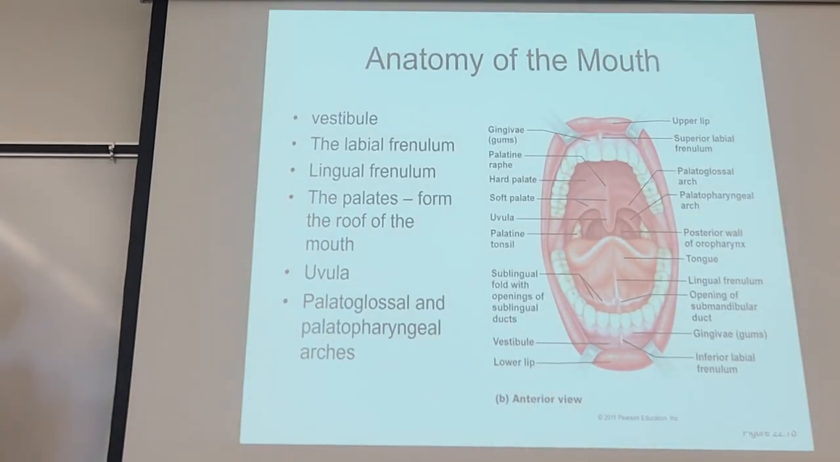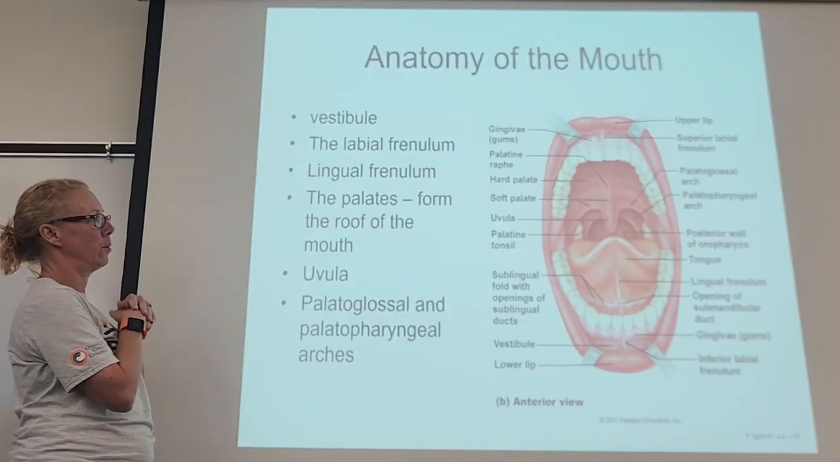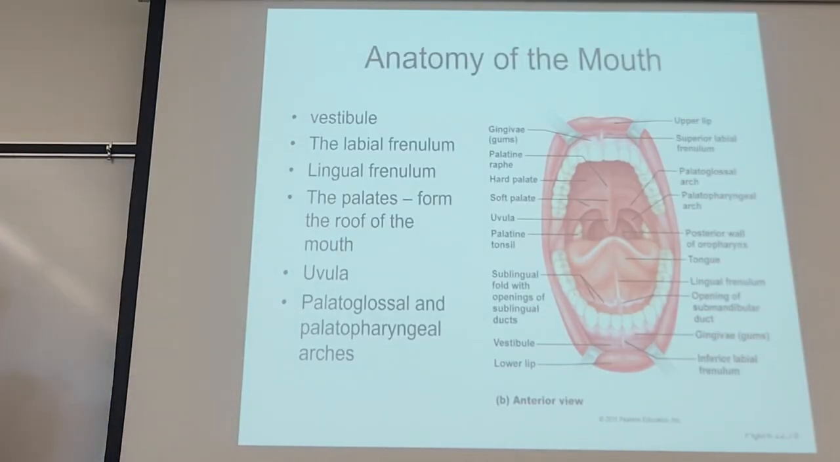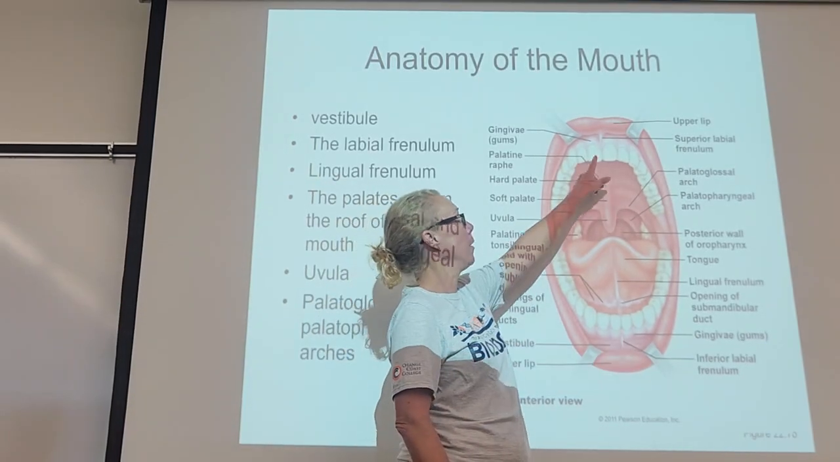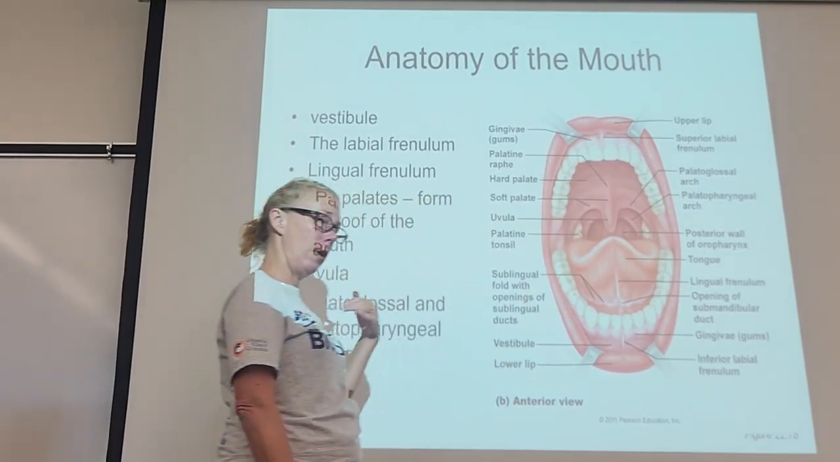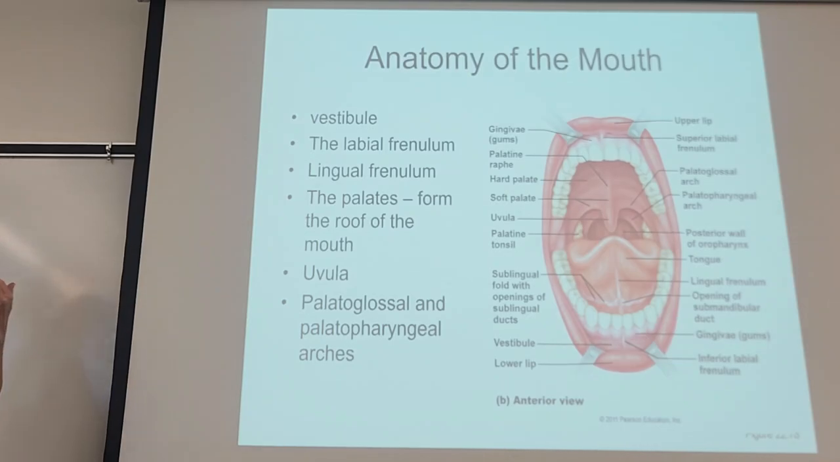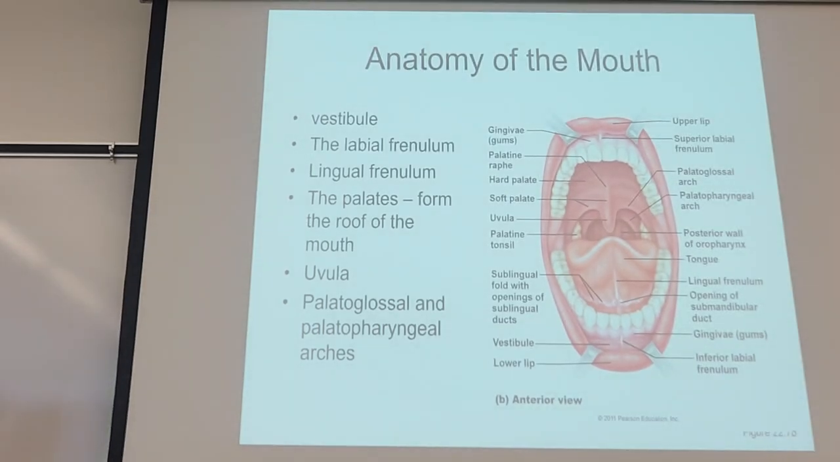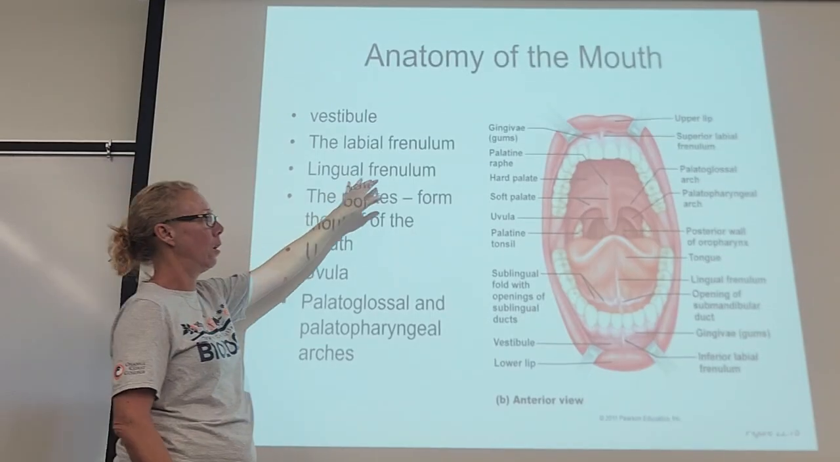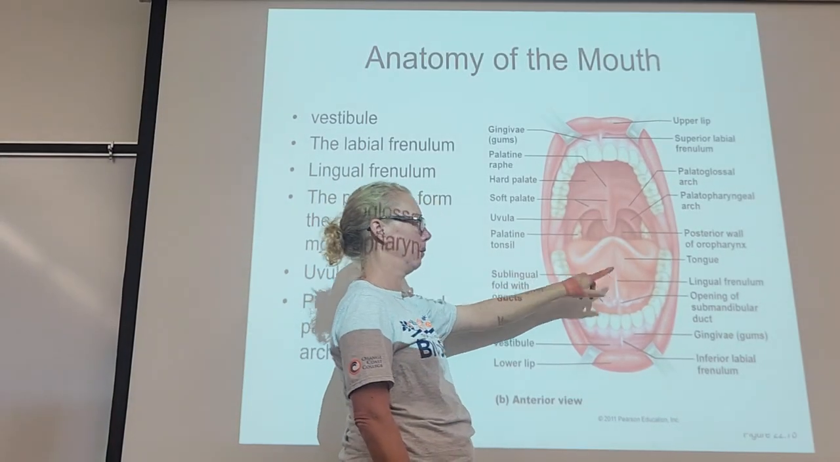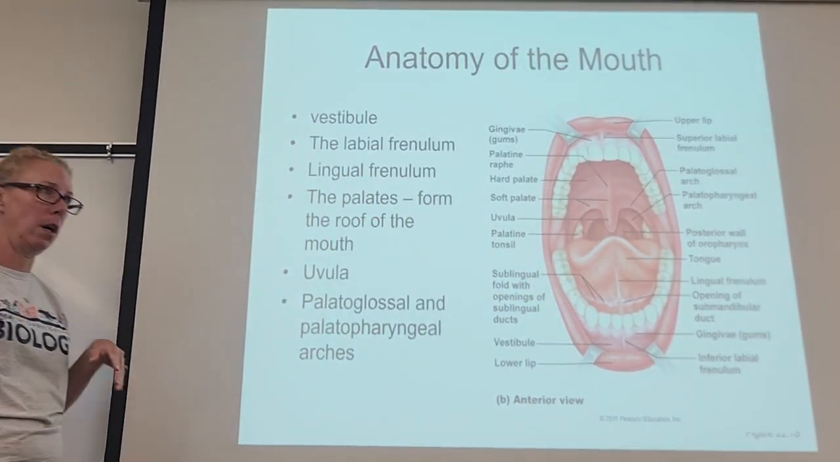All right, we've got a couple frenulums, and frenulums are just kind of tissue anchoring attachments. So you have a labial frenulum, one on the bottom and one on the top. It helps stabilize your upper and lower lip. You can palpate that with your own tongue. And then underneath your tongue, you have a lingual frenulum that prevents the tongue from going too far posterior. You don't want to swallow your own tongue, right?